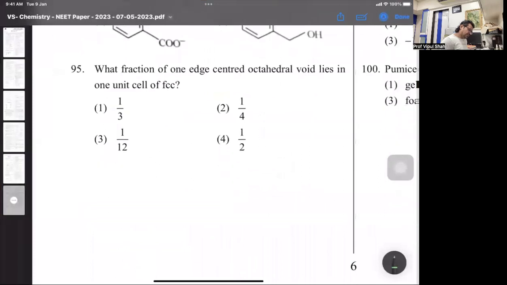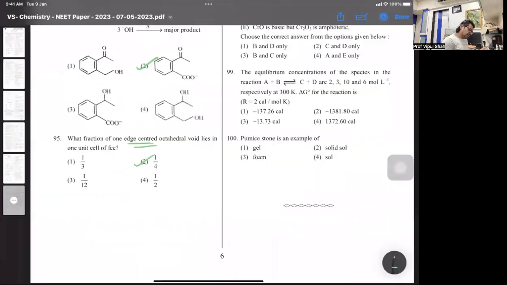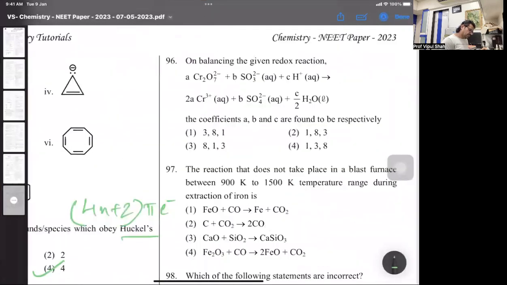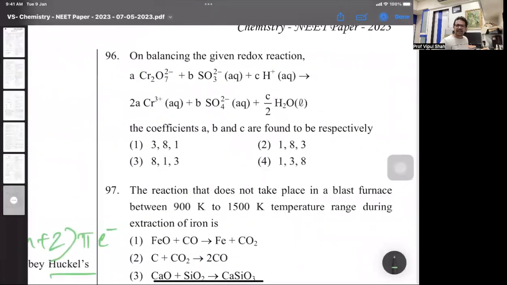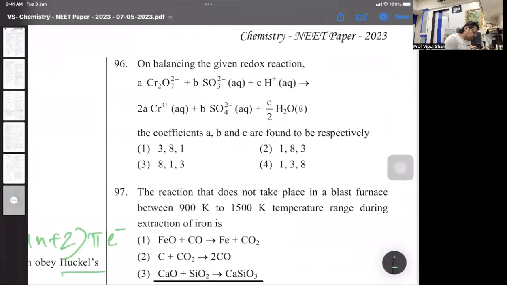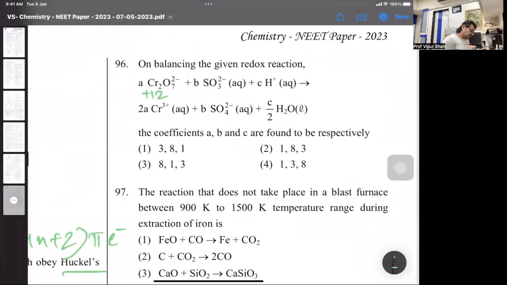Then 95, fraction of H center. H center fraction is 1/4. All right, that's one. Then 96th one. Now this is basically redox balancing in an acidic medium where 2 chromium atoms are plus 12. Here it becomes plus 6. So there is gain of 6 electrons. And sulfite to sulfate, plus 4 becomes plus 6. So it's basically loss of 2 electrons. So you multiply to balance the electrons on both the sides.